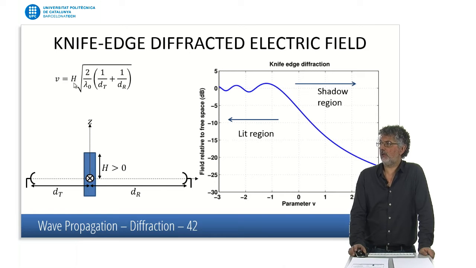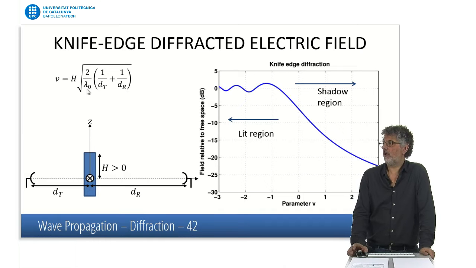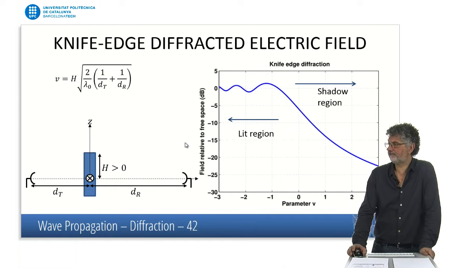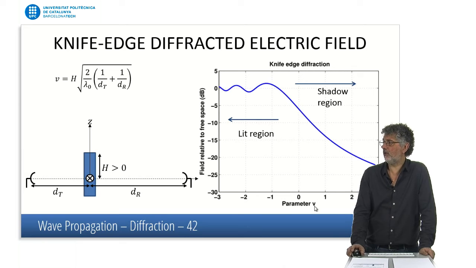Well, for that particular geometry, we can compute that parameter v. Notice that it depends on the value of h, and remember, h positive means that line of sight is blocked, it depends on dt and dr, and also on the wavelength. And for that, it is possible to obtain the field relative to free space depending on the value of that parameter v. So, if h is positive, line of sight is blocked, v is positive, so this area here is, if you want, the shadow region.